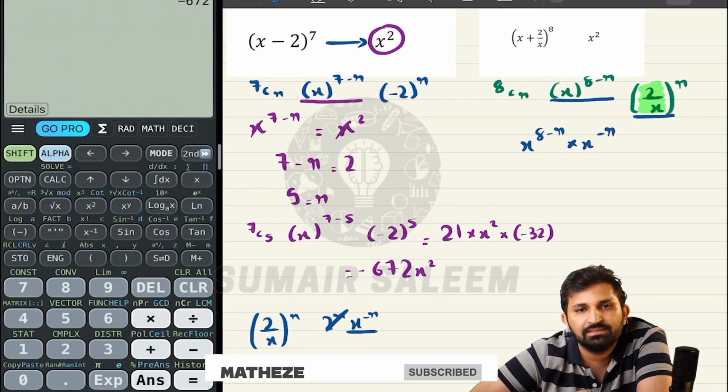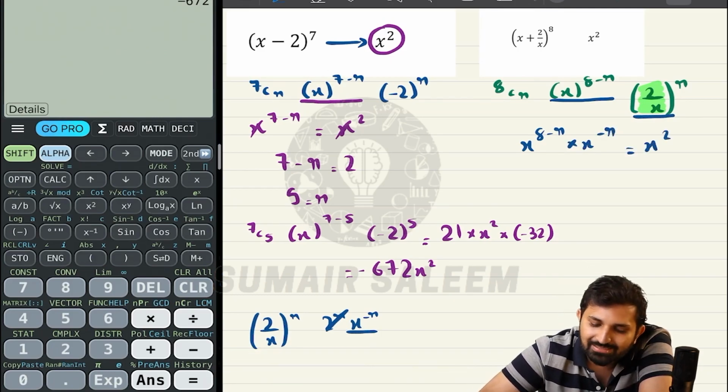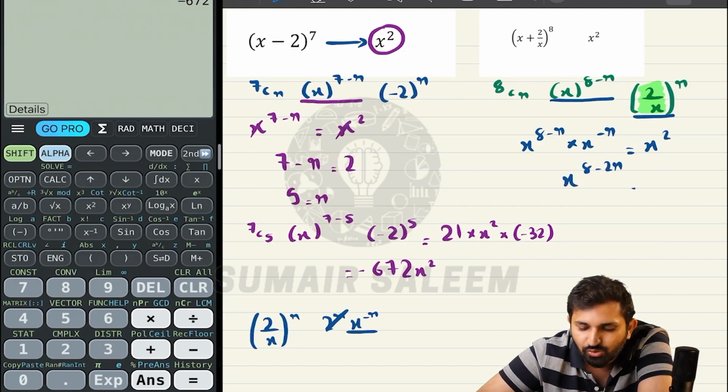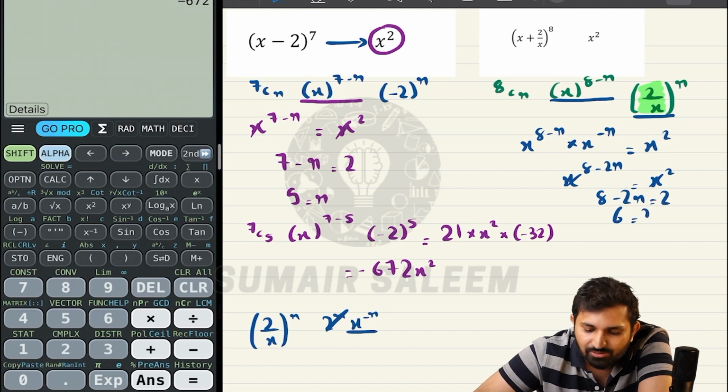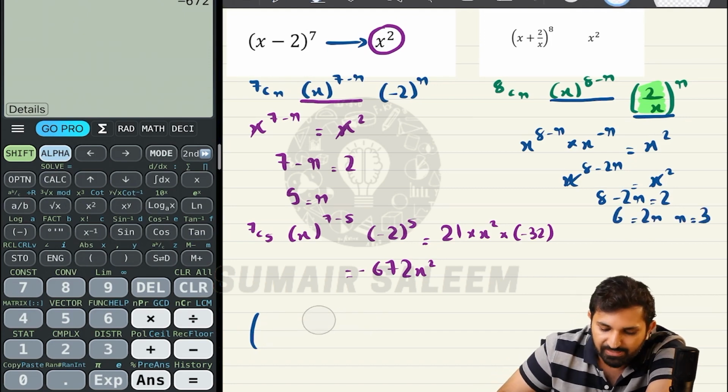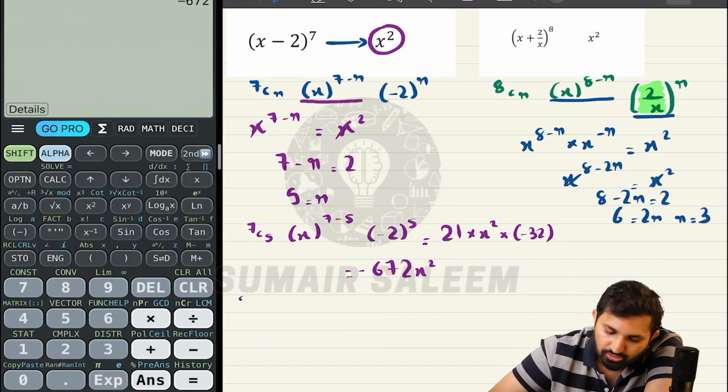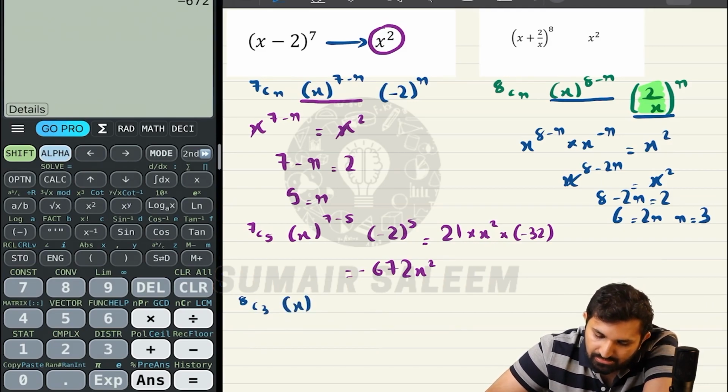Do you get this? And what's required to you? x square. So it's going to be x^(8-2r) is equal to x squared. This and this cancel out. 8 minus 2r is equal to 2. 6 is equal to 2r. r value is 3. Now let's plug in 3 here. So it's going to be 8C3 x^(8-3) and 2 upon x power 3.